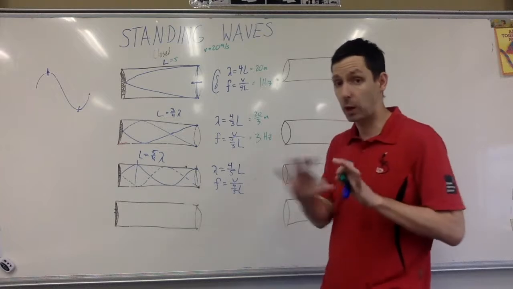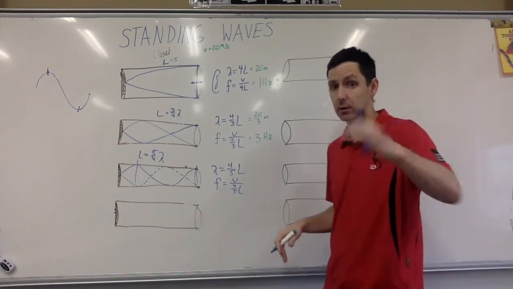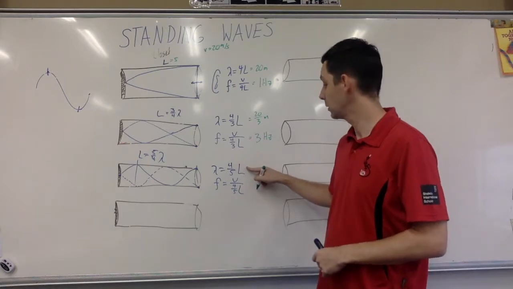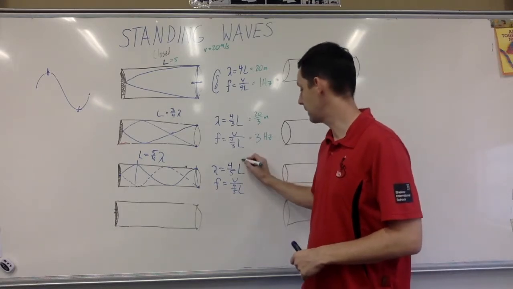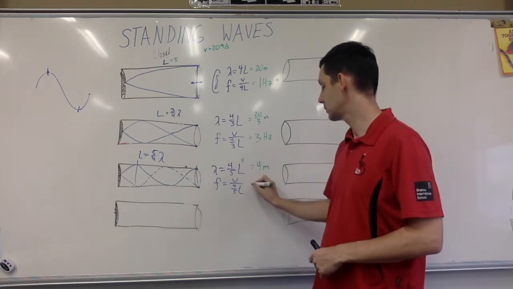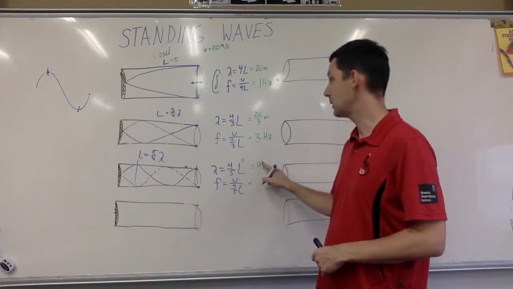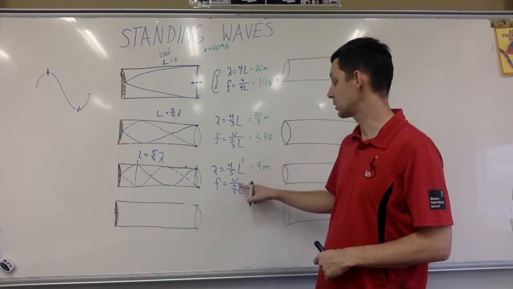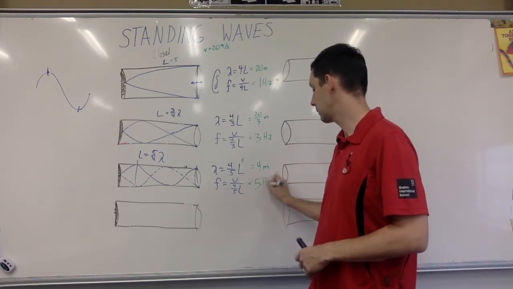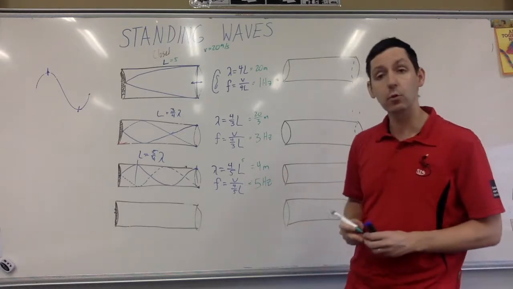Again, you can pause this and work through the math on your own. Use your calculator, whatever you need to. Okay, this one is 4/5 of L. So if L is 5, 4/5 would be equal to 4 meters. The frequency would be the velocity of 20 divided by 4, which is 5 hertz. Okay, we could keep going.